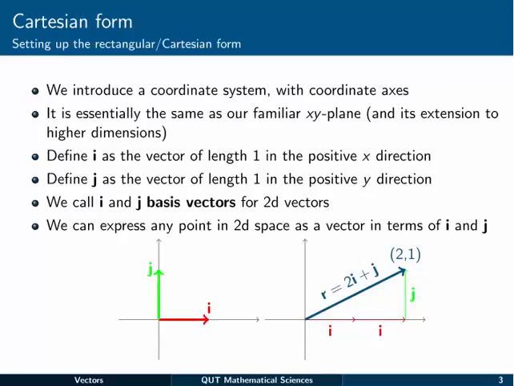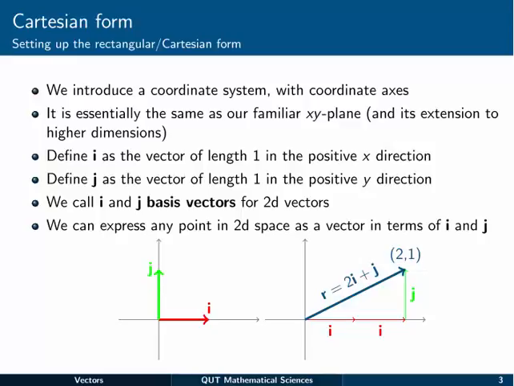The first thing we need to do is introduce a coordinate system with coordinate axes, like the ones you're used to seeing in the familiar xy plane. What we're going to do is define i to be a vector of length 1, or a unit vector, in the positive x direction. You can see that in the red line down the bottom here. Similarly, we define j to be a vector of length 1, or the j unit vector, in the positive y direction. You can see that here in the green arrow.